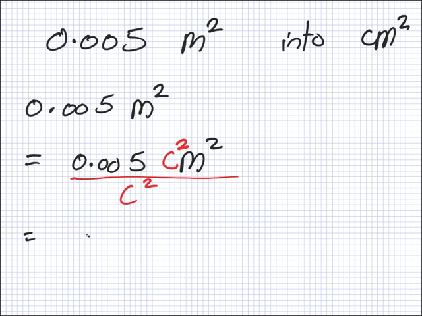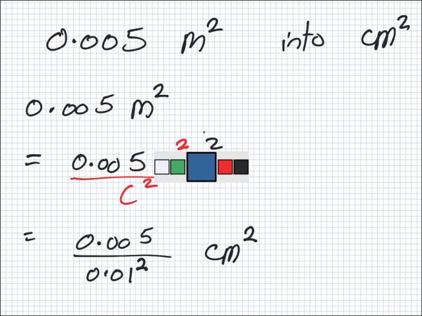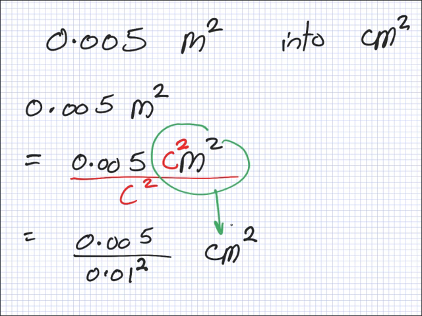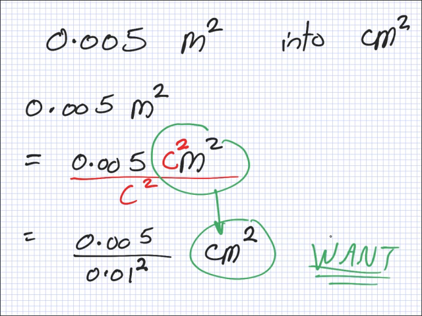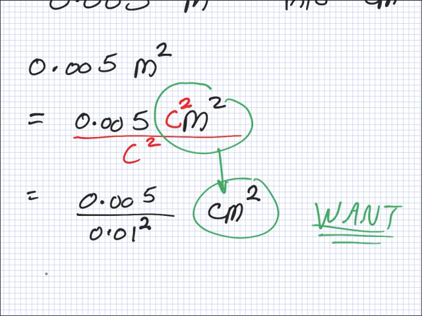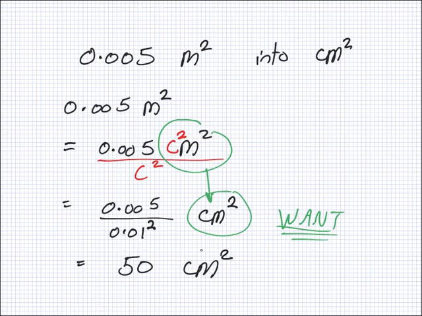So, this is good, because this is 0.005 over 0.01 squared. And this is actually just that. That is just that, which is what you want. Nice trick, yeah? See, this is better. And so, this is 50 cm squared. Much better than high school. Much better way.